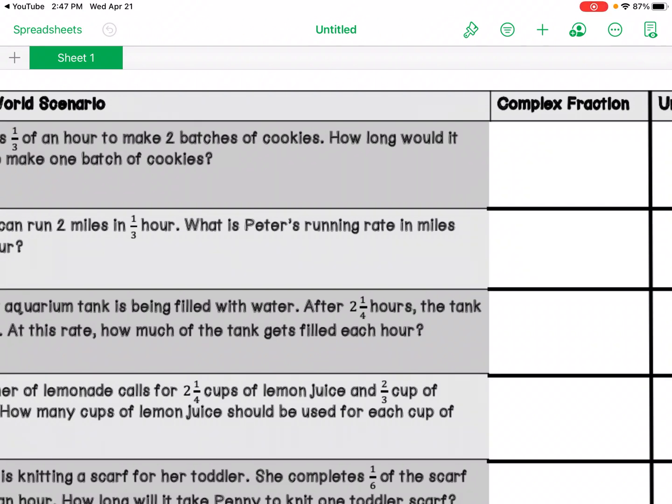Hi guys, so today in class we're doing a puzzle activity. You're working in a group, but if you're at home, you're going to do this on this PDF.